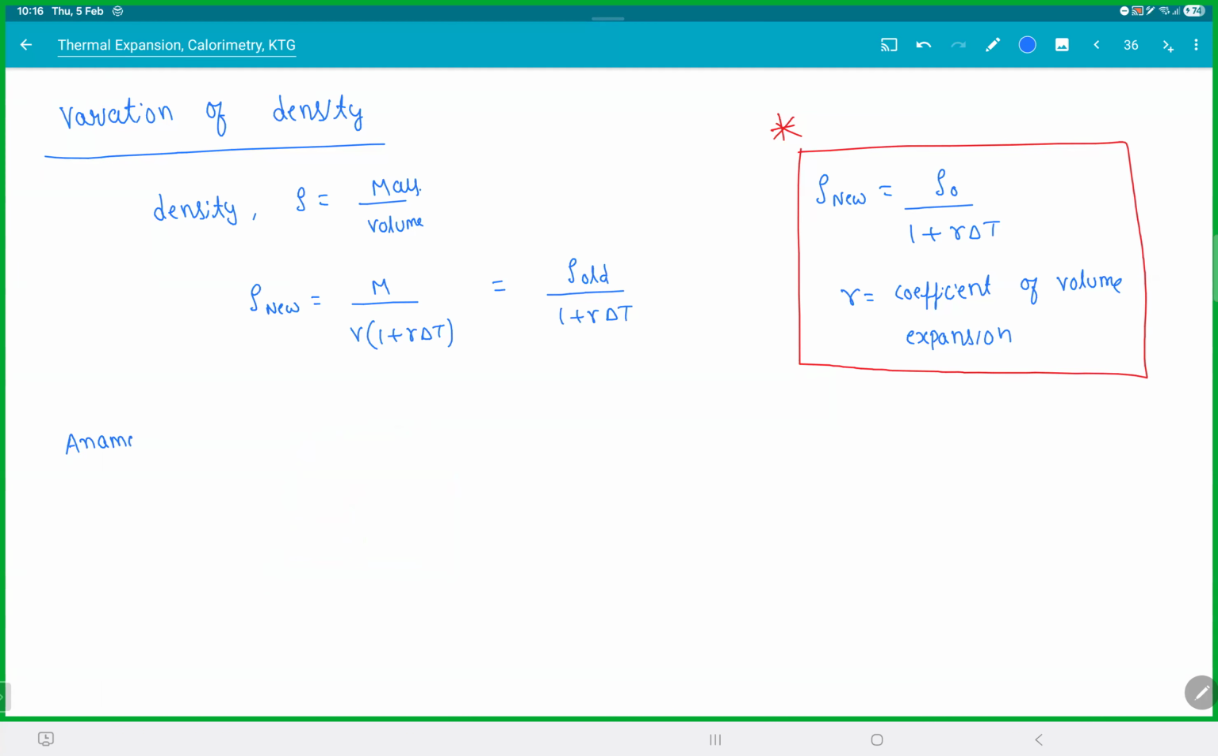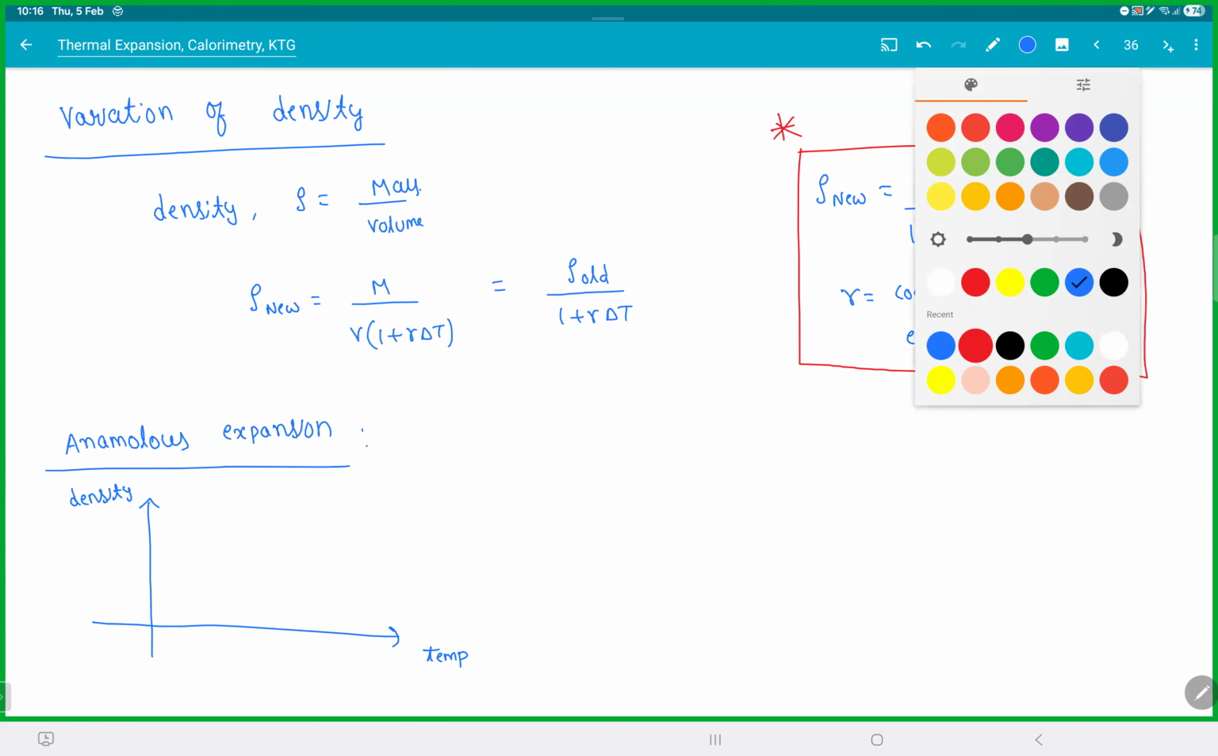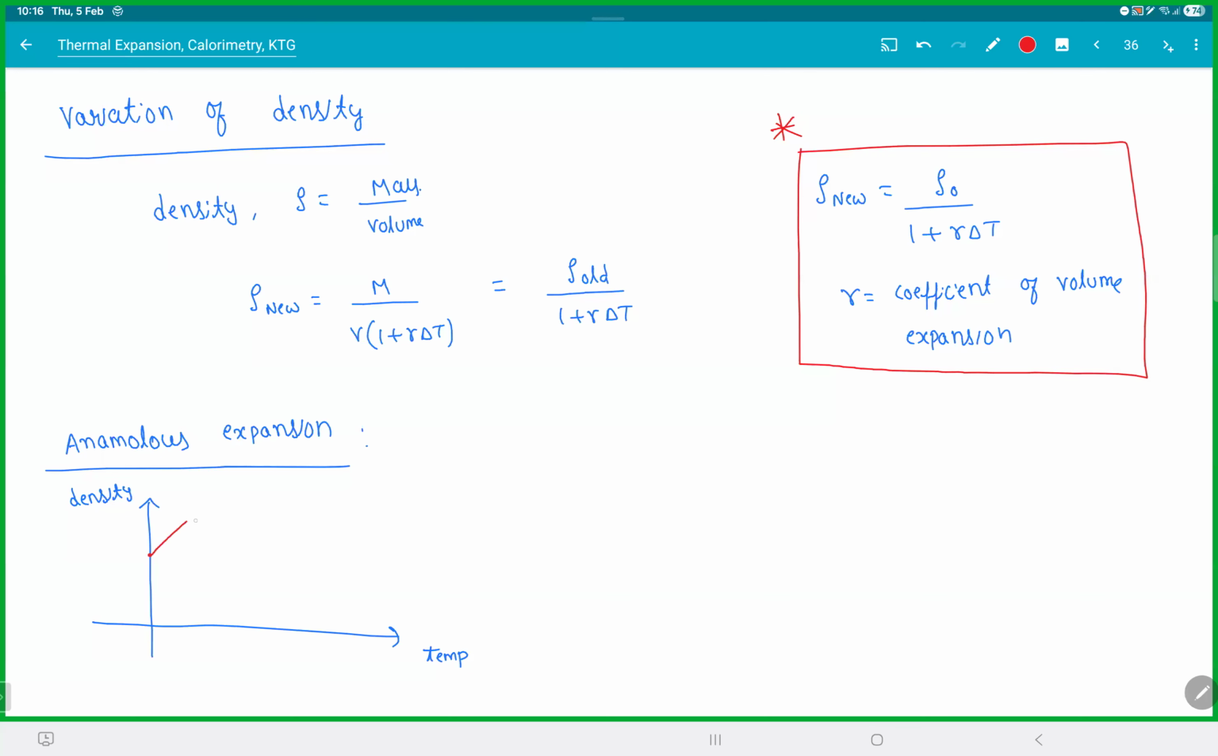So this anomalous expansion, if you look at density versus temperature, this would be your density of ice around 0.9. You reach a peak value somewhere at 4 degrees, and then the density drops a bit again. So at 4 degrees, water has the maximum density.